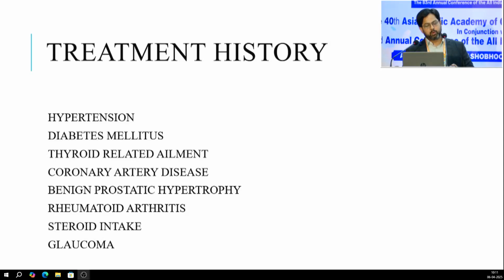You want to know about rheumatoid arthritis because that can be associated with AC reaction and cells. You need to know about steroid intake, oral, topical, local, everything. And you need to know whether the patient is taking treatment for glaucoma because ideally we should stop prostaglandin analogs before surgery for the washout period, which may be 2 to 4 weeks.